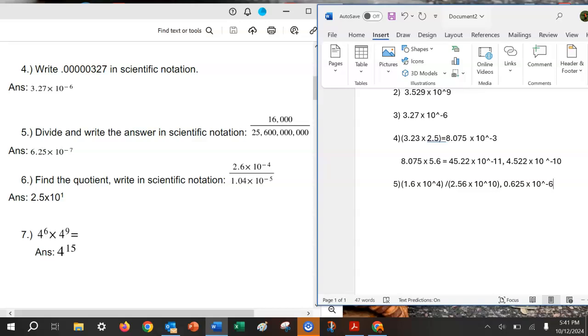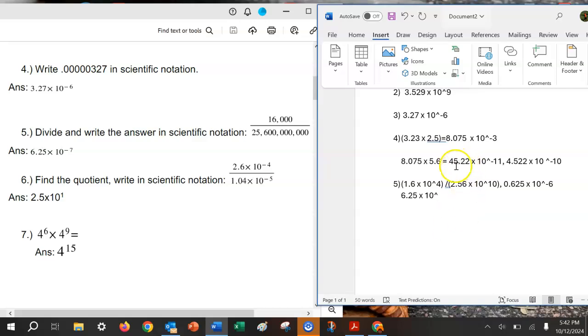Okay, like the previous one, I cannot have this decimal here. I need to move it and then change this to a negative something else. Now, in the previous problem, when I moved my decimal to the left once, I made the exponent bigger. So here I'm going to move it to the right. So I'll have 6.25 times 10.